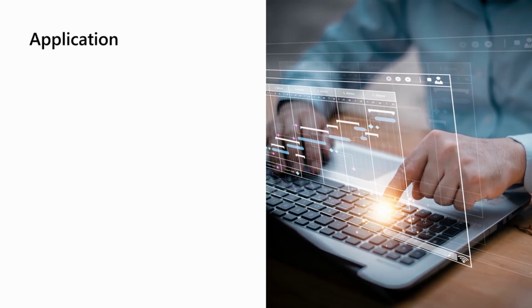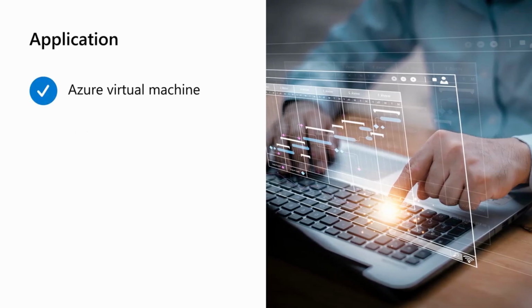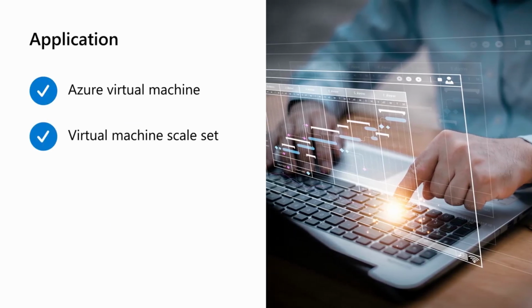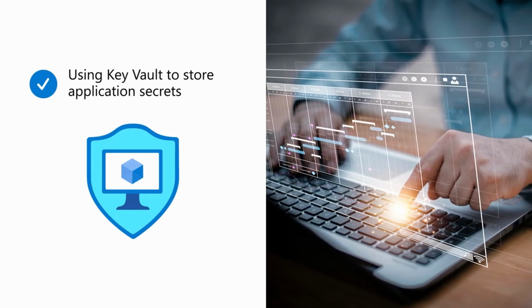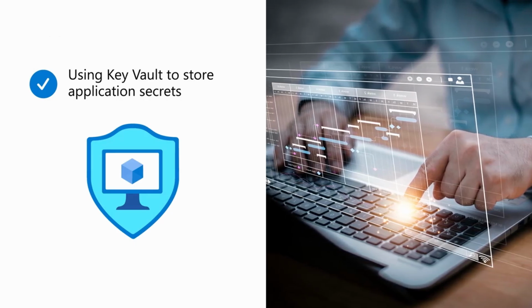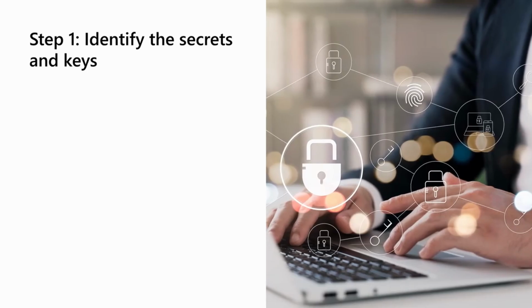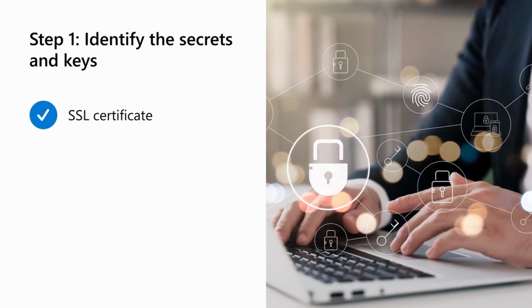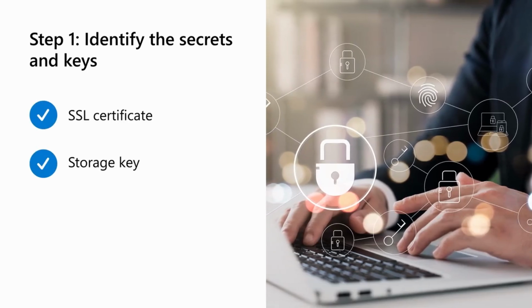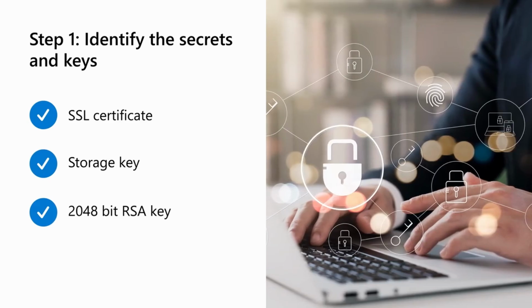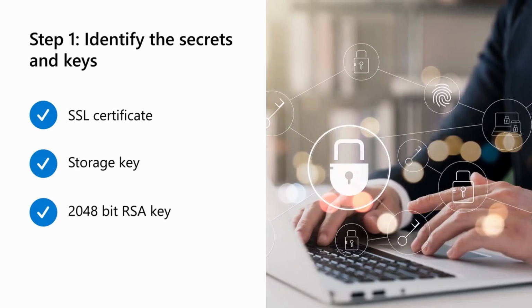The application runs in an Azure virtual machine or a virtual machine scale set. How will you use Key Vault to store the application's secrets? First, identify the secrets and keys to be stored and accessed. These are the SSL certificate, the storage key for accessing the storage account, and the 2048-bit RSA key.